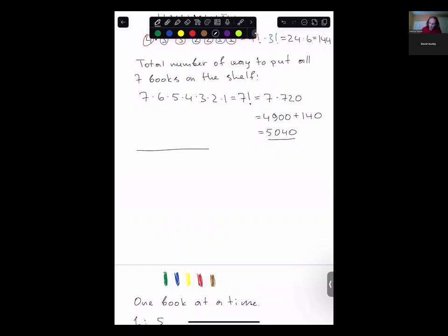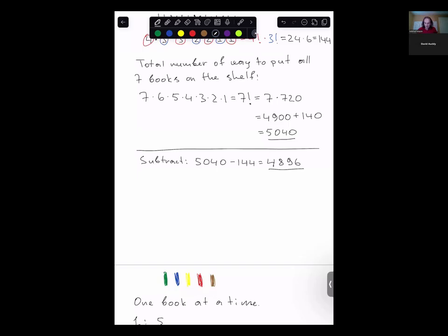So now what we need to do is to subtract. So we have 5040 in total, and we need to subtract 144. So what we got? We got 4,896. That's the final answer.